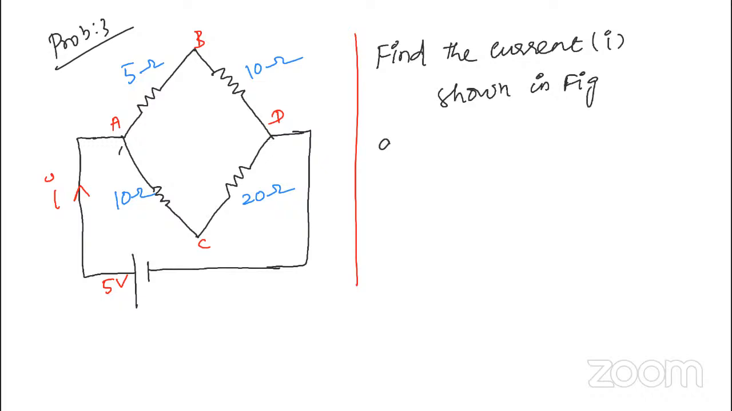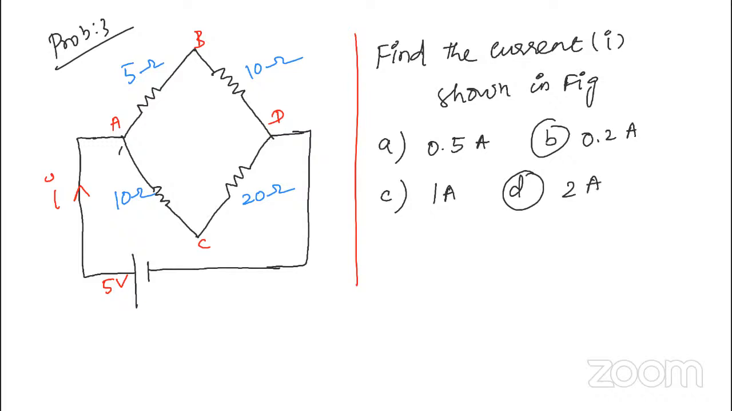They have given the options: A is 0.5 A, B is 0.2 A, C is 1 ampere, and D is 2 ampere. So how do we find the answer for this one? We have to calculate the resistance value. From the previous model, we know how to calculate the resistance value, right? So let us calculate the resistance value first.